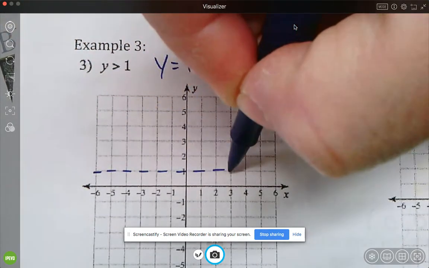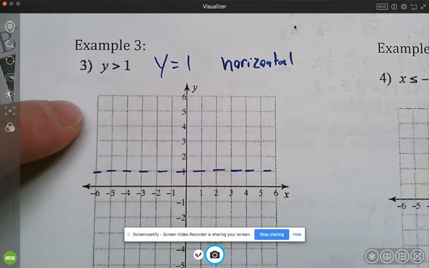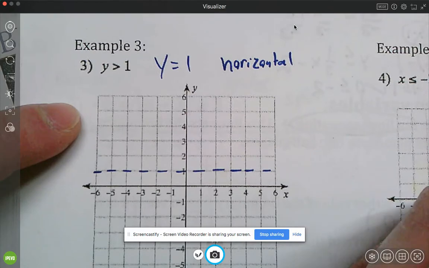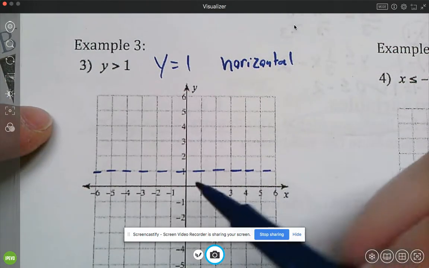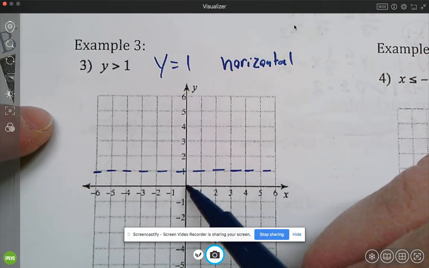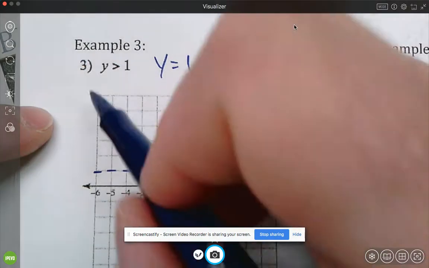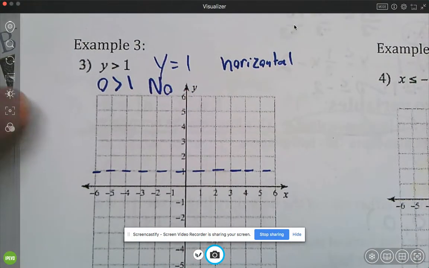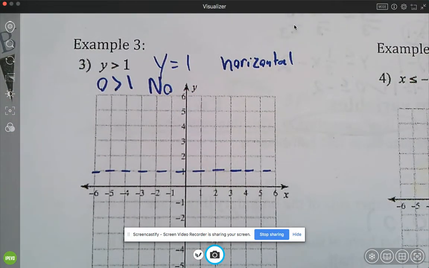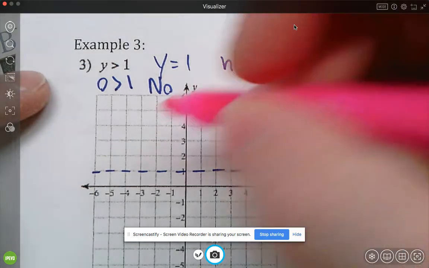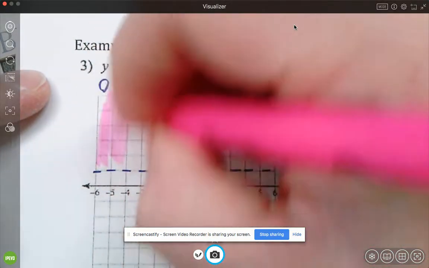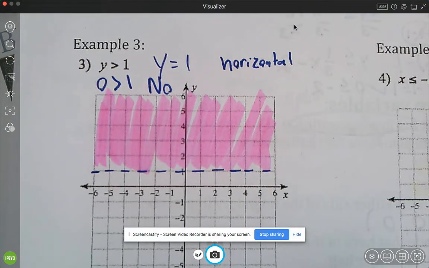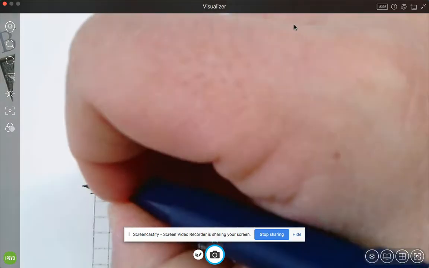Put a dotted line. Okay, so if it holds true, greater than, should I go above the line or below? I should go above. So will 0, 0 be part of my solution? Hopefully not. So is 0 greater than 1? No. So you can again shade, this time in pink, above the line, like so.